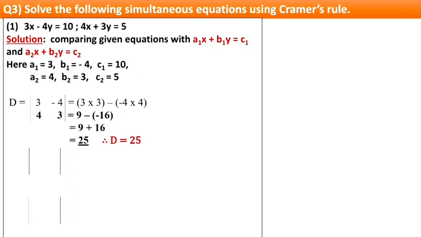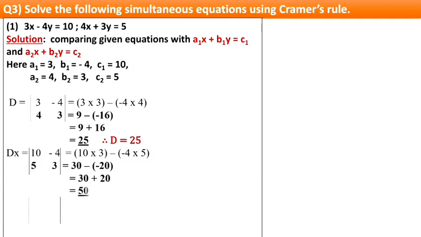Now for Dx, what do we take? In the place of a1, a2, we will take c1, c2, right? So in the place of a1, a2 we have taken c1, c2, 10 and 5. And here b1, b2 is minus 4 and 3. So 10 multiplied by 3 minus minus 4 into 5. 10 3s are 30 minus, in the bracket, minus 4 into 5 became minus 20. Minus minus plus. 30 plus 20 we get what? 50.